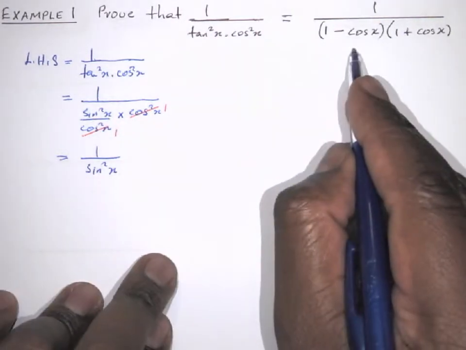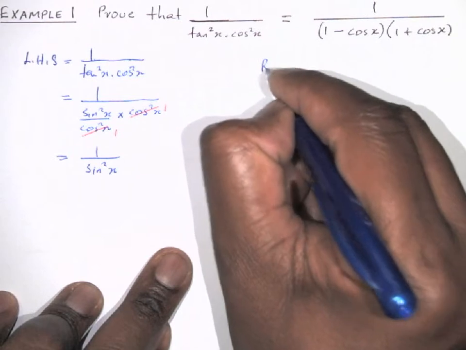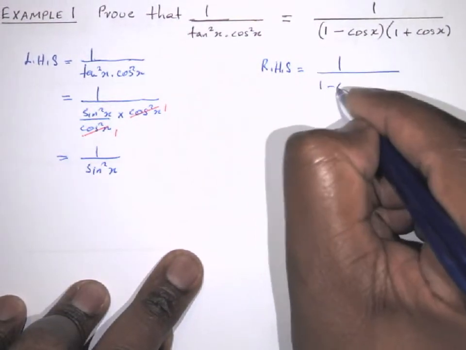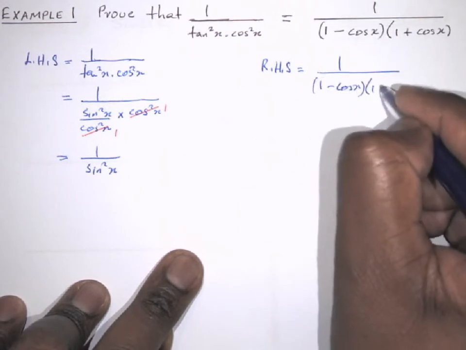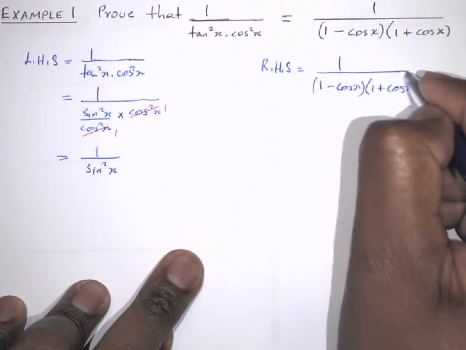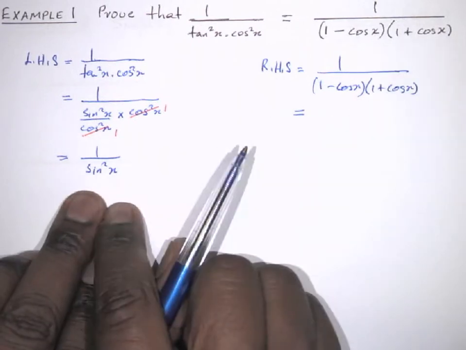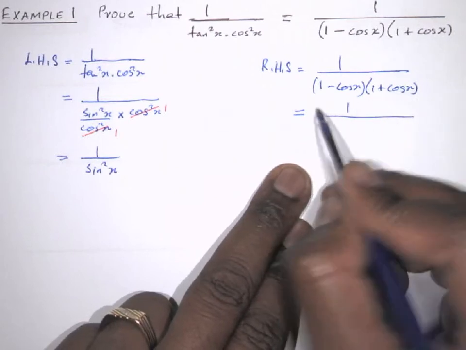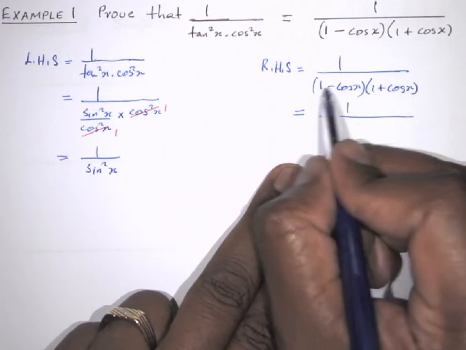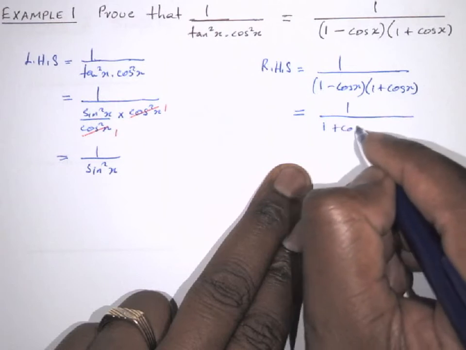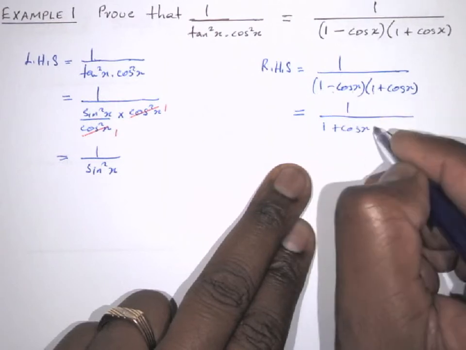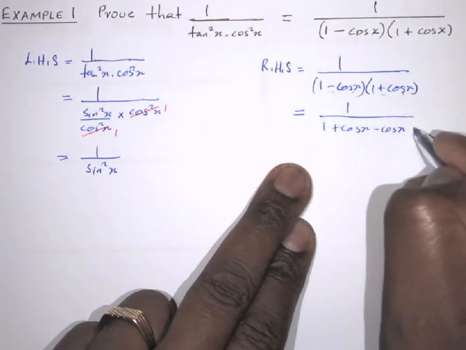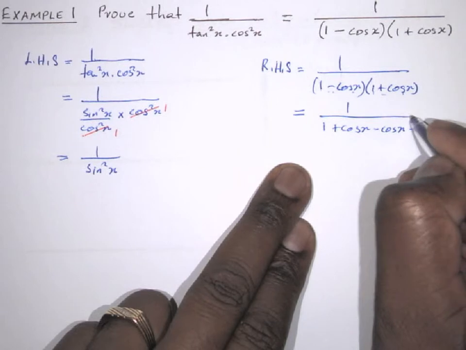Now let's look at what we can get from the right hand side. I write here right hand side, which is equal to 1 over 1 minus cos x times 1 plus cos x. So I'm trying to simplify this and see if I can get that. Now check. If I were to remove the brackets here, just like in grade 9, I can fold it up to 1 times 1 will give me 1. 1 times cos x plus cos x. And minus cos x times 1 is minus cos x. And minus cos x times a cos x is a plus cos squared x.